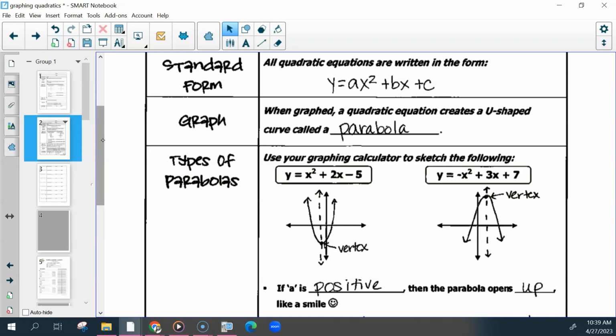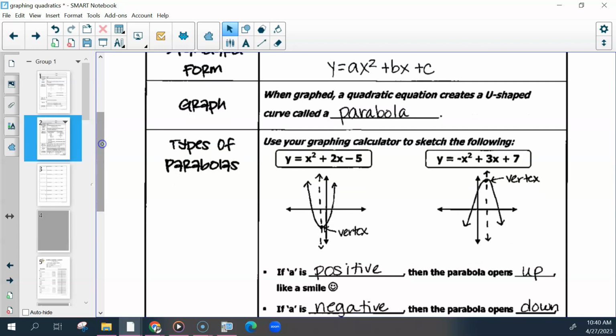Okay. All quadratic equations are written in this format. y equals ax squared plus bx plus c. When they're graphed, they create a U-shape called a parabola. U-shaped curve. Okay. Try to the best of your ability to graph these two. It doesn't have to be perfect. Just draw a rough sketch of that. Anyone still writing down these two things?